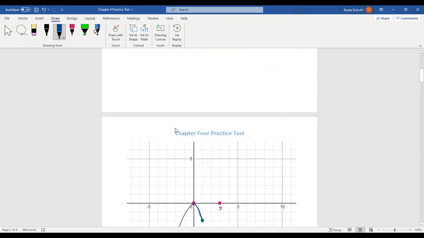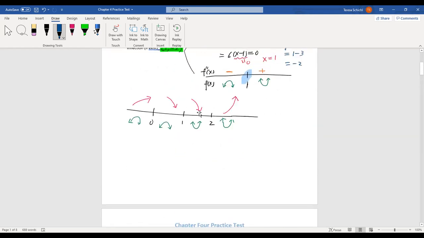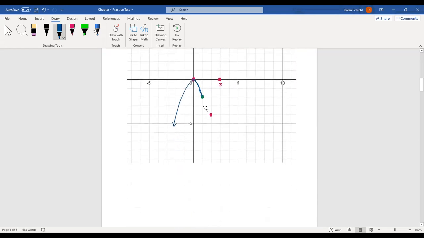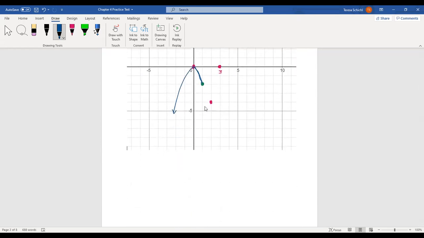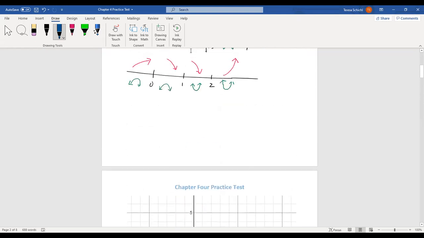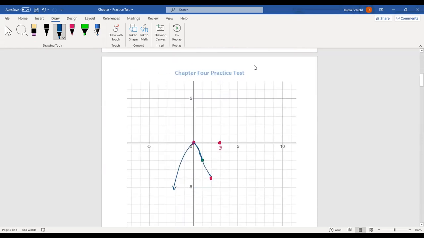Then after 1, I continue going down, but now my concavity changes. That's too exaggerated. All right, so my concavity changes here. That means I'm going to bend this way, continuing down, down, down. Now after I reach 2, right? What happens here? I'm going up and concave up. So I still bend upward. Then my graph is going to go like this, bending upward. All right, so that's what our graph will be.